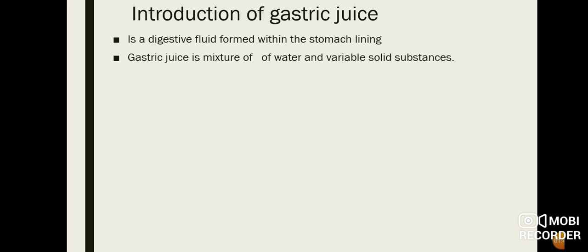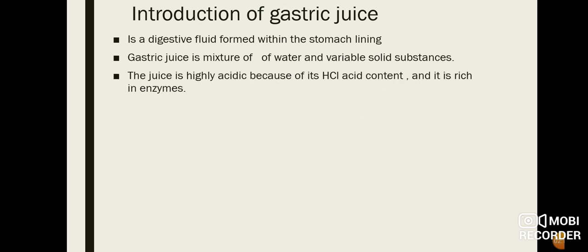So next one is introduction of gastric juice. As we have seen in the previous slide, it is a digestive fluid from within the lining of stomach, and the gastric juice is a mixture of water and variable solid substances. The water content is 99.5%, and the solid substance contents are just 0.5%. So the majority of the digestive fluid is water. Don't worry, we are going to see it in the later slides.